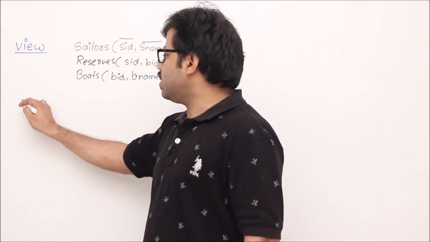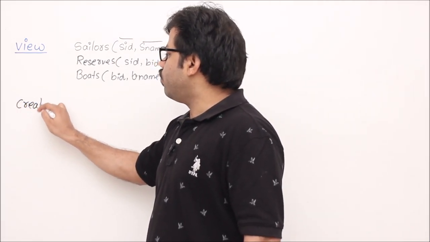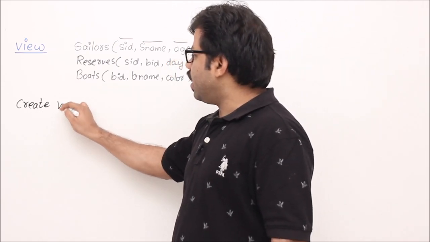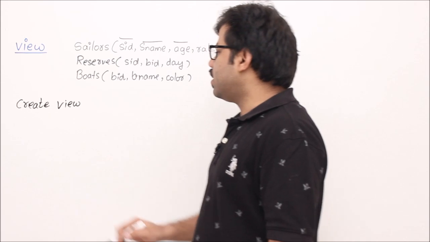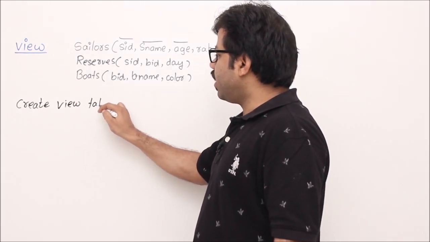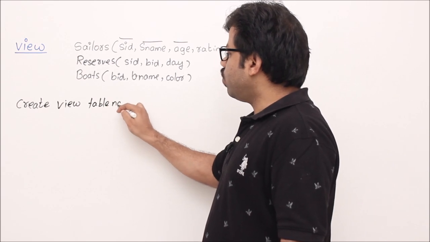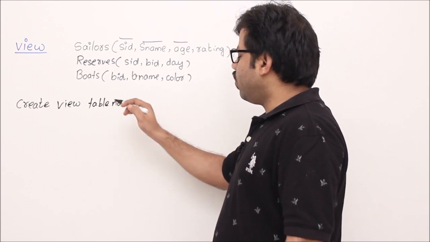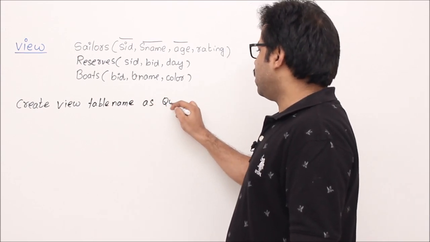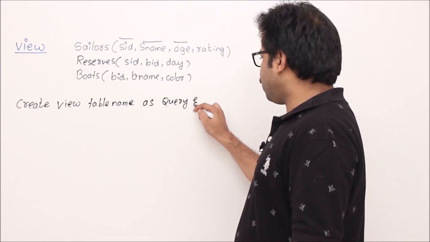For that, the syntax is create view. So we'll see the use of this, create view. First we write the syntax, create view v, and let's say the table name we should write here. Create view, the table name, whatever you want to give, as query expression. Here we should write the query.